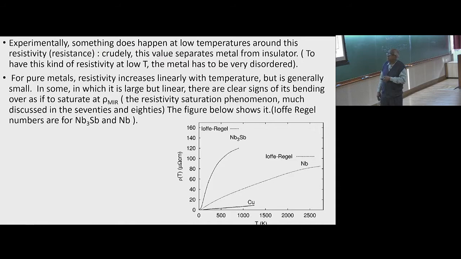Okay, does this limiting resistivity mean anything? It does mean something, because for example, if you look at the resistivity of a few metals and alloys, this is copper, this is niobium 3 antimony. You find that these resistivities increase with temperature, but it is as if it is going to saturate to some value. This resistivity also increases with temperature, and as if it bends over, as if it is going to saturate to some value. And that value actually happens to be the Yoffe-Regel limit in both cases.